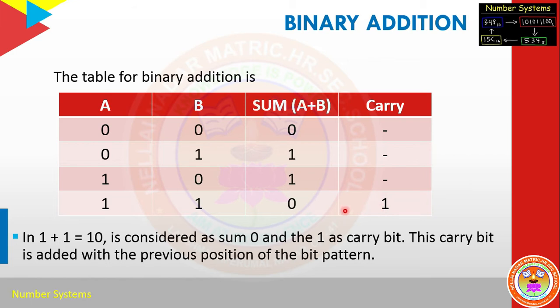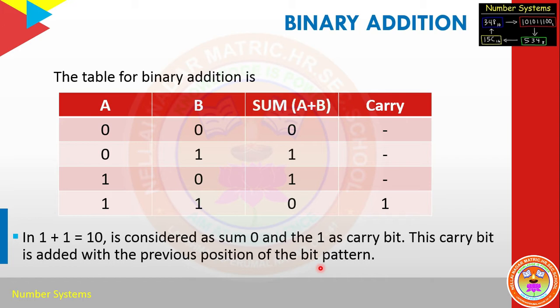Okay. So this is a way you can calculate. That's why I mentioned here 1 plus 1 is 10. It is nothing but sum 0 and the 1 is the carry bit. You have to write like this. This carry bit is added with the previous position of the bit pattern. So how can you add this value? This carry bit is added with the previous position of the bit pattern. So this is the general rule for making the binary addition calculations in number system.